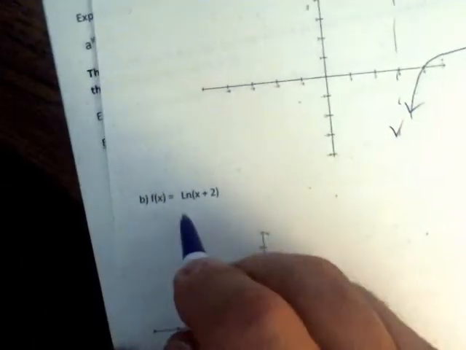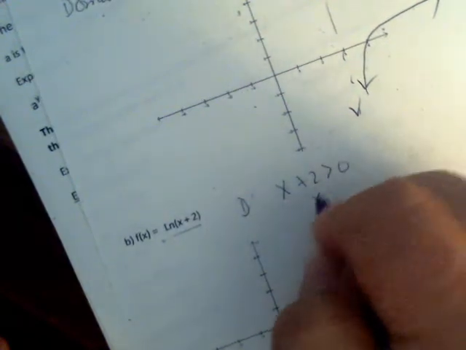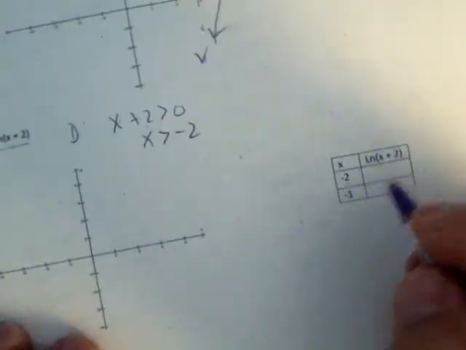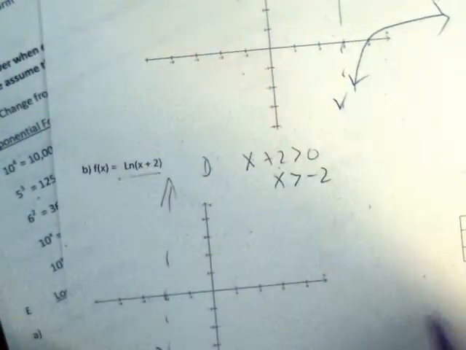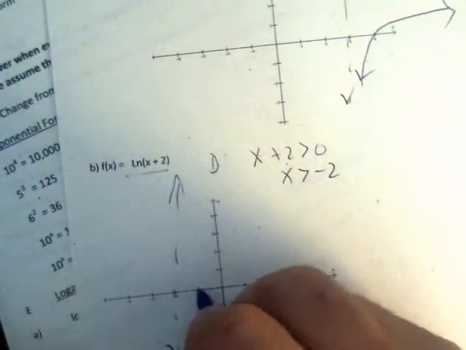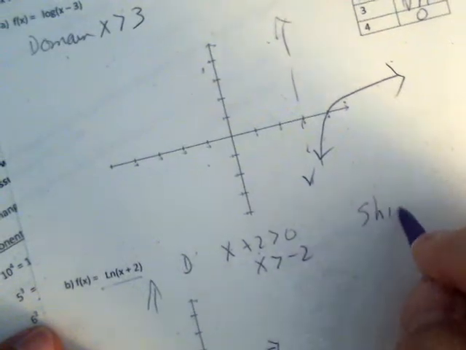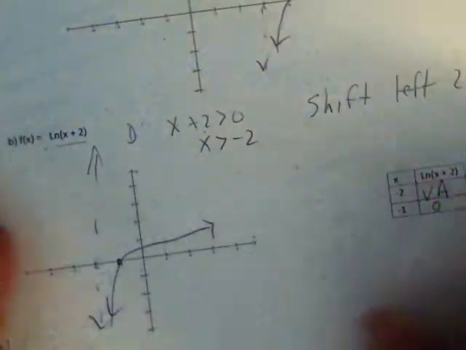So with this natural logarithm, if you want to find your domain, well, x plus 2 greater than 0, so x is greater than negative 2, which on my table here is my vertical asymptote. The x-intercept is 1 point greater, and I sketch it. Shifting, if I wanted to do it by shifting, I would shift left 2 units. It's opposite the sign. Okay.